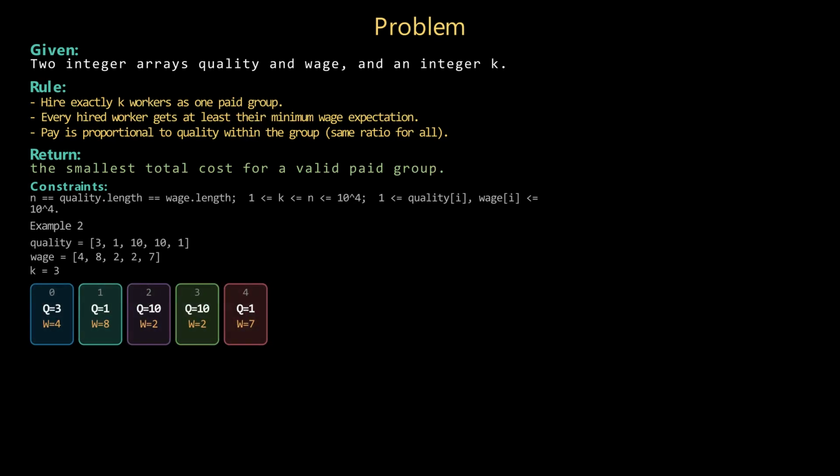Example 2, 5 workers, k equals 3. The cheapest valid trio pays 4 to worker 0 and about 13.33 to workers 2 and 3. Total cost is about 30.67.